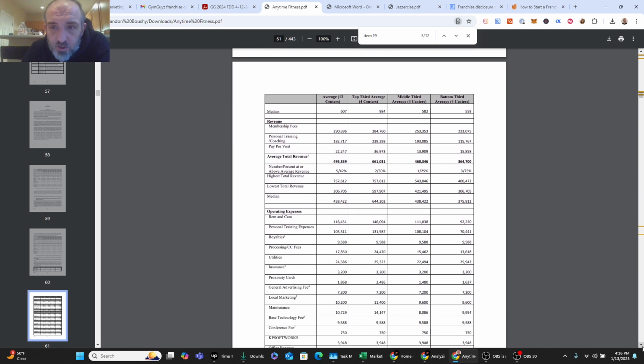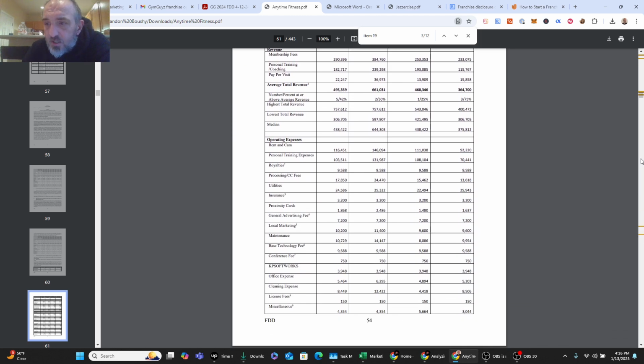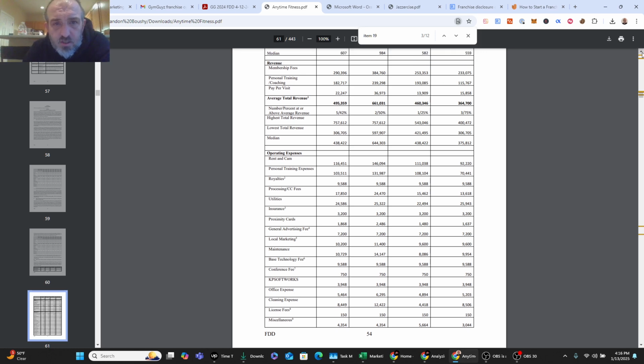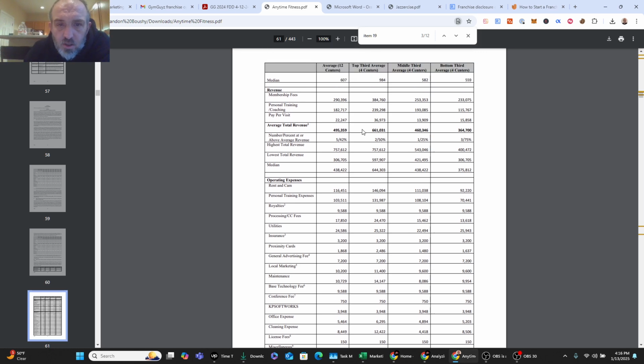And then when you get down here, it actually gives you basically a net income statement that helps you see how much can we expect to make? So revenues are typically going to be somewhere between 365K and 661K, but it could be as high as 757K. So then it gives you what all the expenses are: the royalties, processing fees, utilities, insurance, etc.